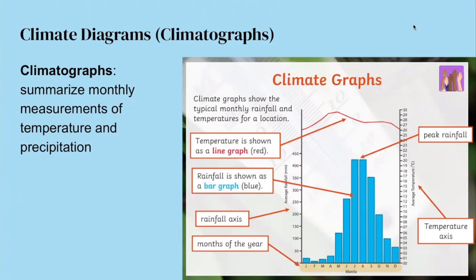So it doesn't necessarily matter which axes you use for temperature and rainfall, but you will have two y-axes. In this graph here, this is our average rainfall on the left. On the right is our average temperature. In this climate graph, temperature is shown as a line graph. So this is our temperature.